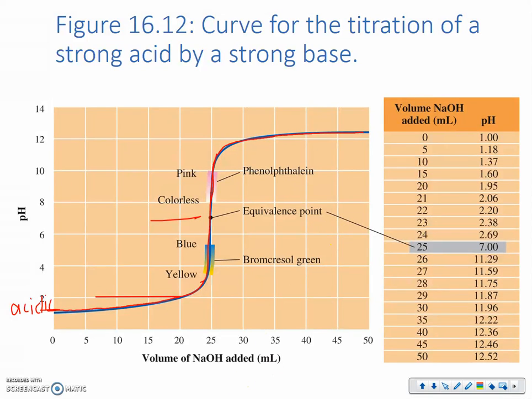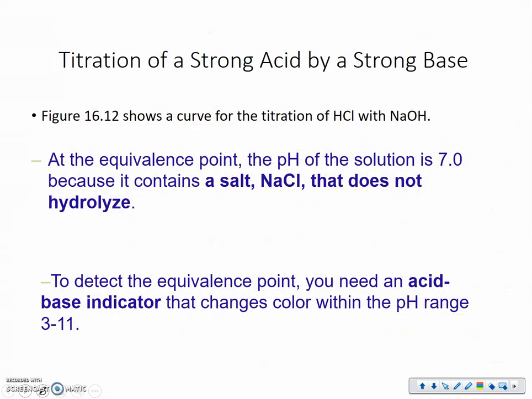So once you looked at this graph, at the equivalence point, if you looked at the pH, it was 7 because the thing that we formed was water and NaCl. And we already know that NaCl doesn't hydrolyze. Neither of the components react with water to form anything. So at the end of the day, it's just going to be a neutral solution.